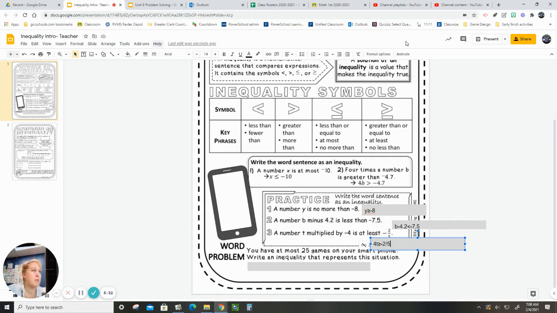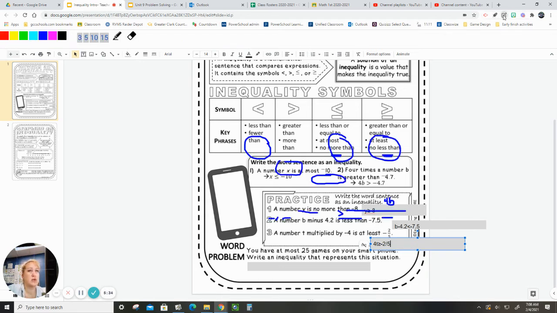You have at most, so I'm going to verify that you know what at most is, a keyword. So at most, 25 games on your smartphone. Write an inequality that represents this situation. So you'll type in X and look for at most. At most is this symbol. You'll have to use that insert special character and type in less than or equal to 25.